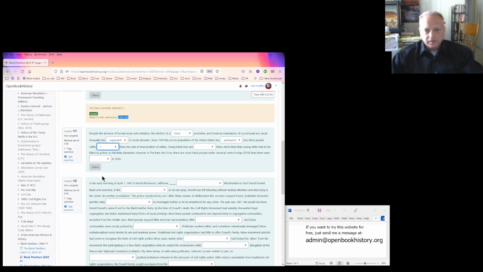Okay, and we'll put 7 there. Young black men are blank how many times more likely than young white men to be killed by police? And I'll put 21 there. As Michelle Alexander observes in the New Jim Crow, there are more black people under carceral control today than there were blank in 1850. Yeah, more blacks are in jail today than there were slaves in 1850.